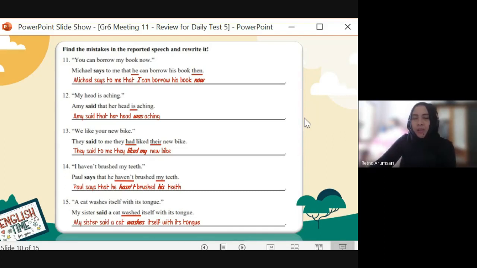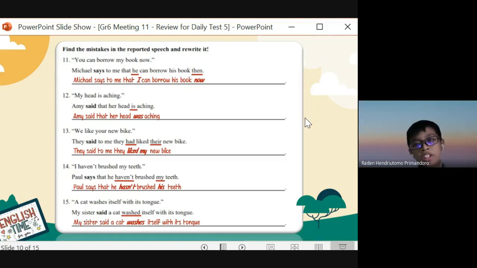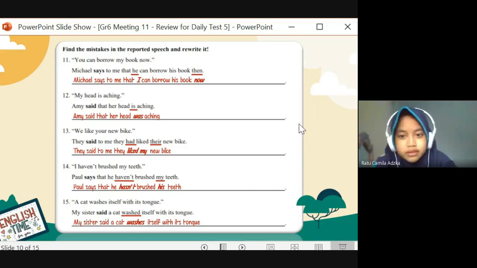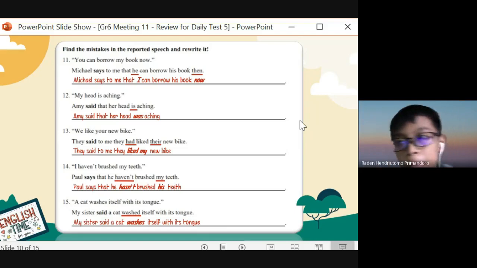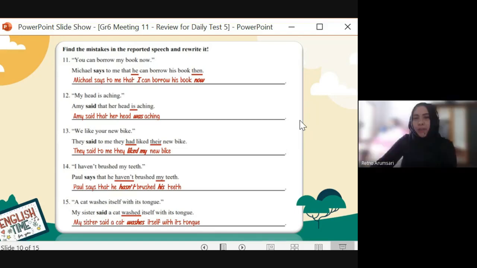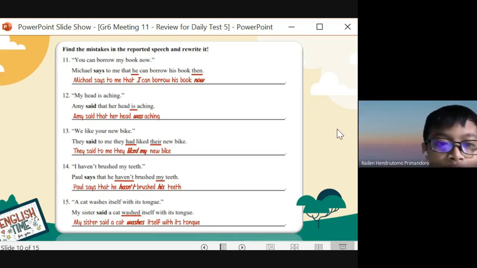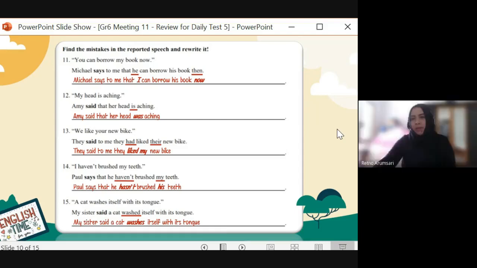Okay. You don't have to write down the whole sentences, only cross the mistake out and write the correction words. Done, 6D? Yes. Done. All right, we still have like 10 more numbers to go. Raka done? Okay, next.